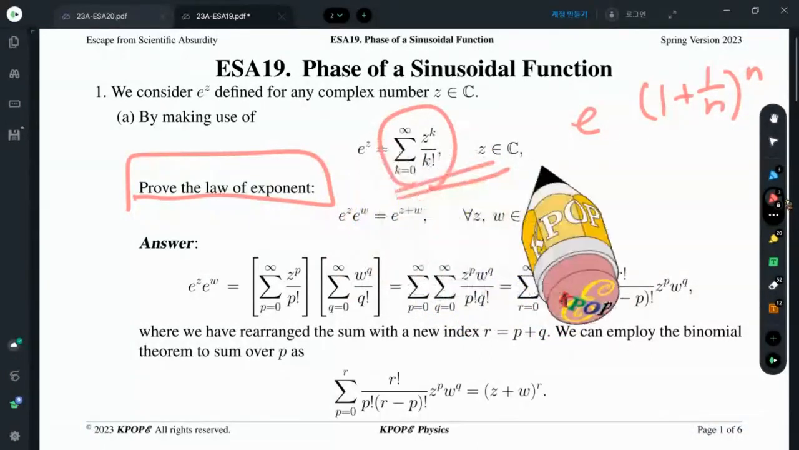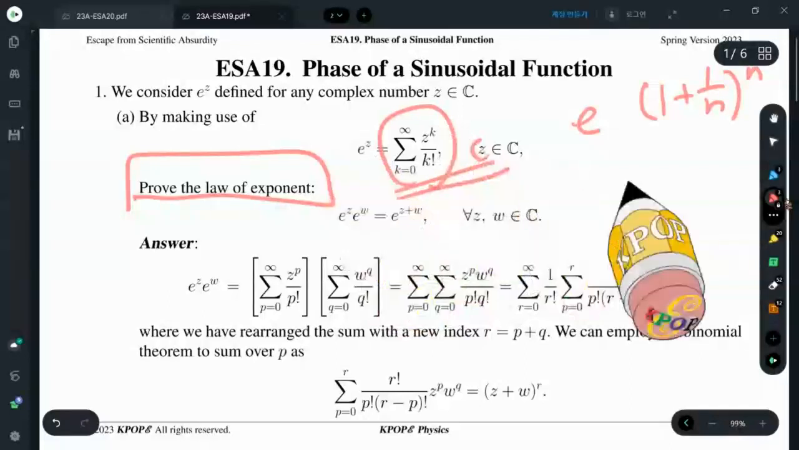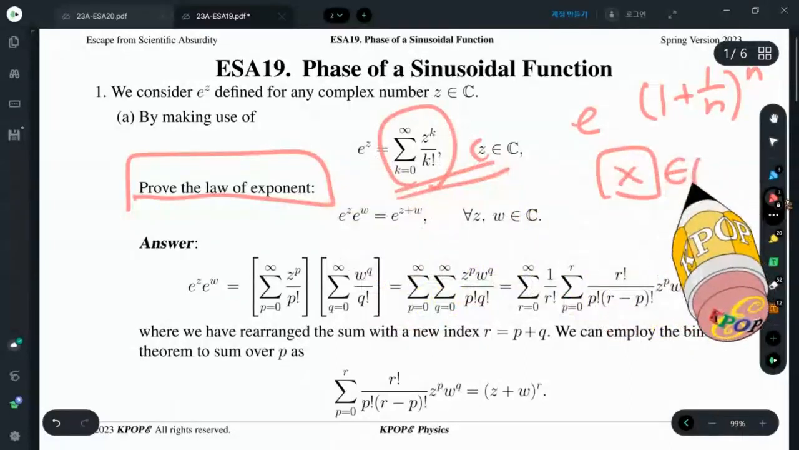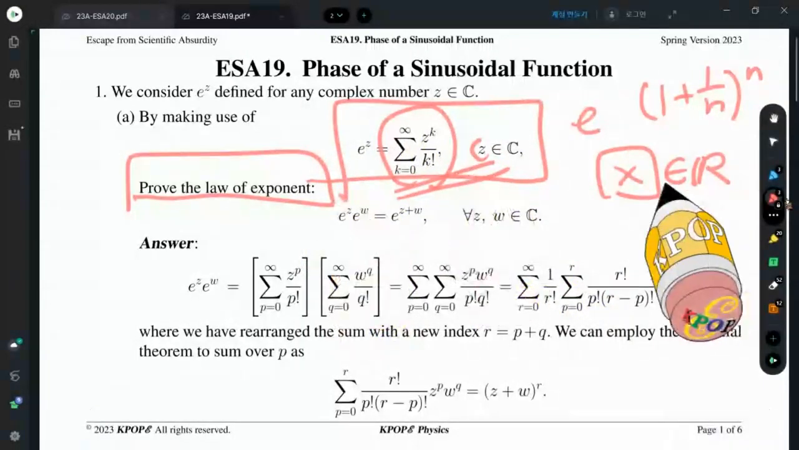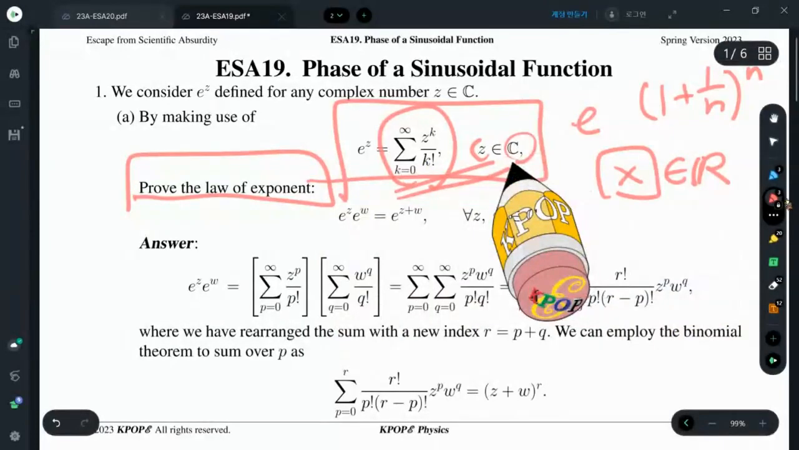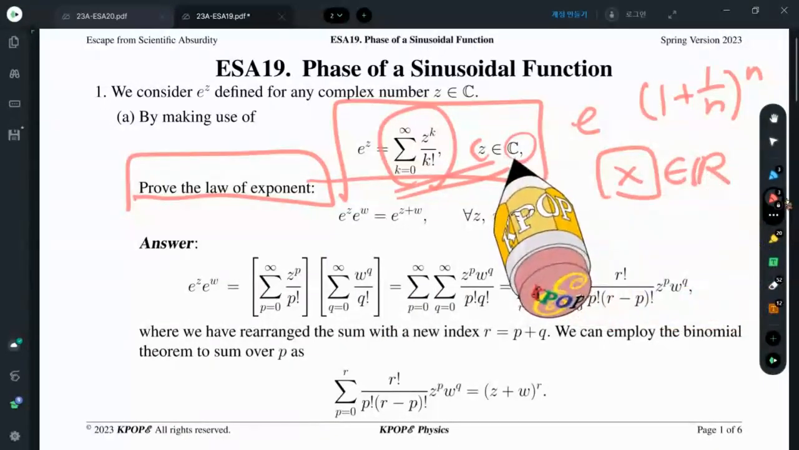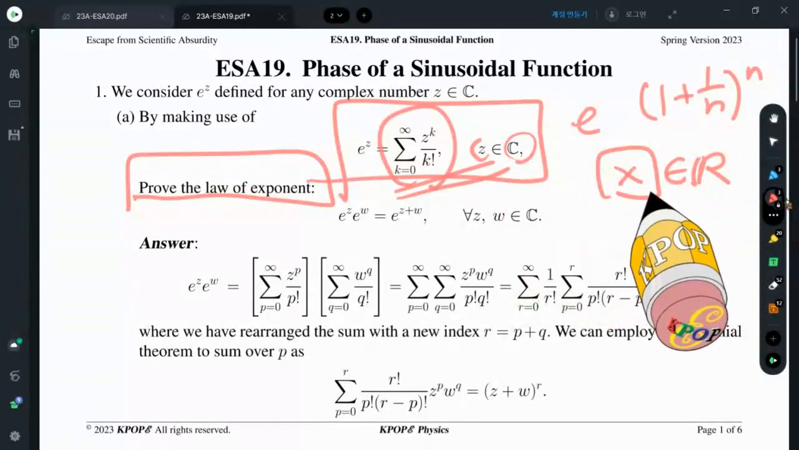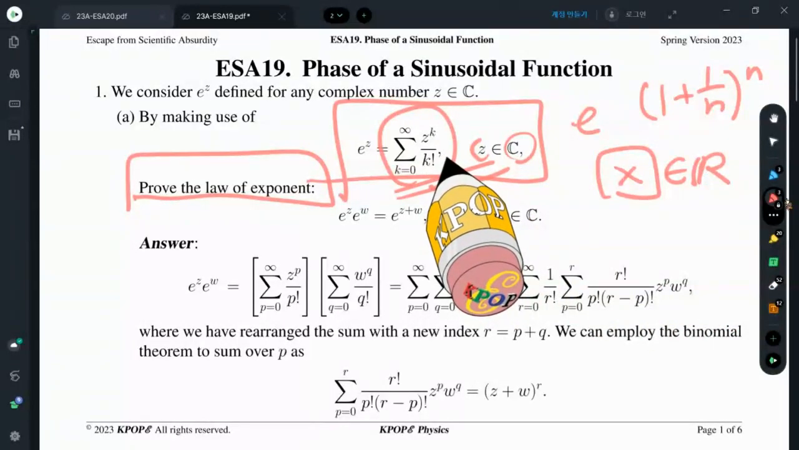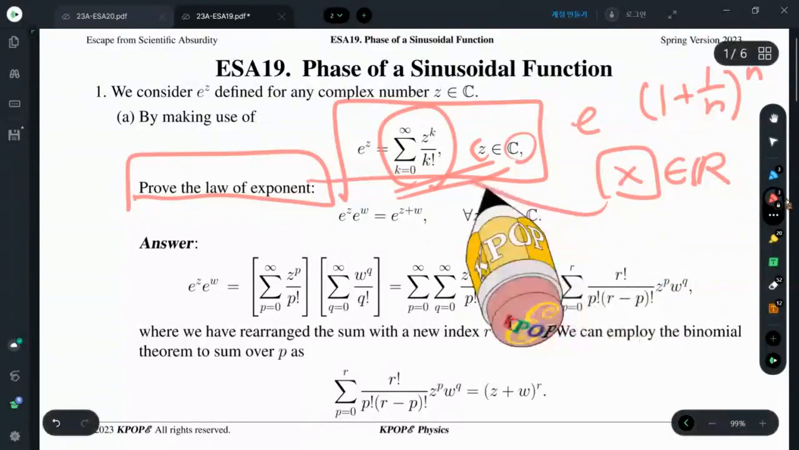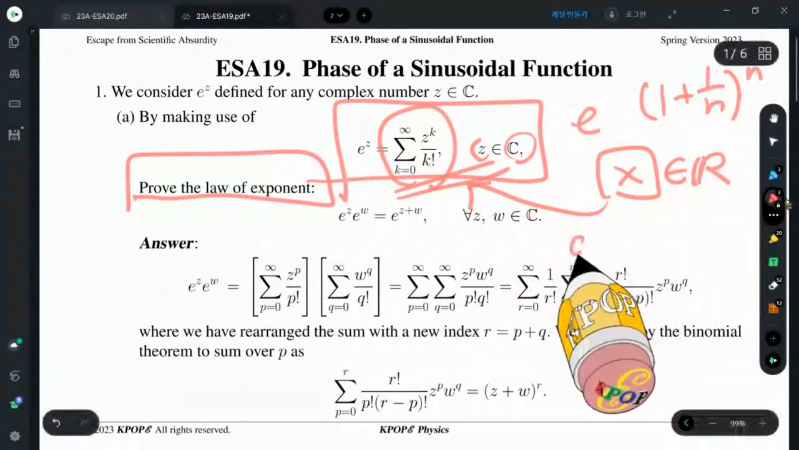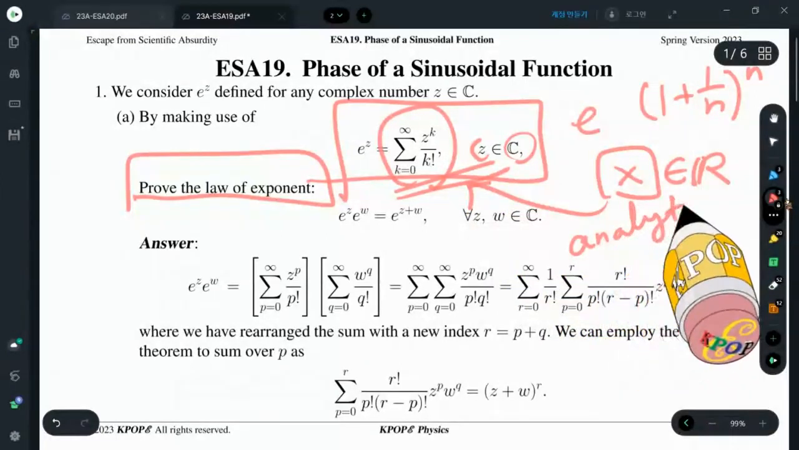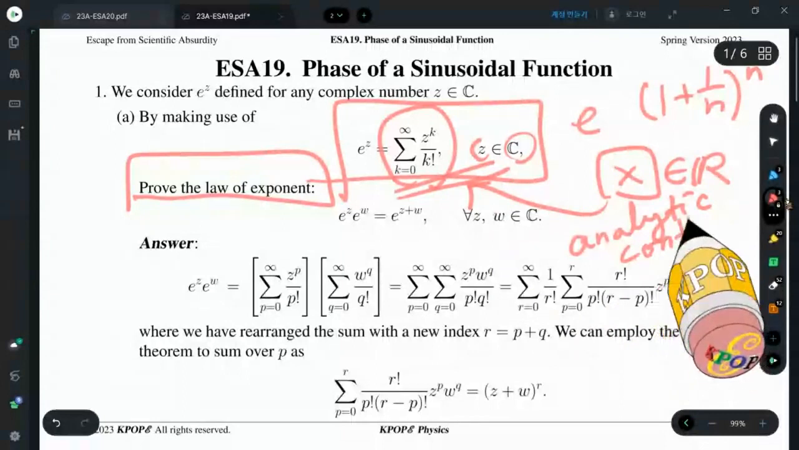First of all, we were able to find this with the real number, but as soon as I obtained this, this is true for the complex number too. It is very interesting. This is defined not only for the real number, but also for any complex number. This kind of extension from real number to complex number is called analytic continuation.